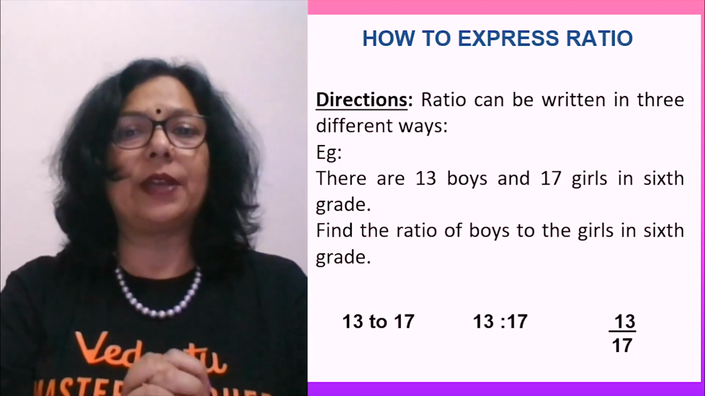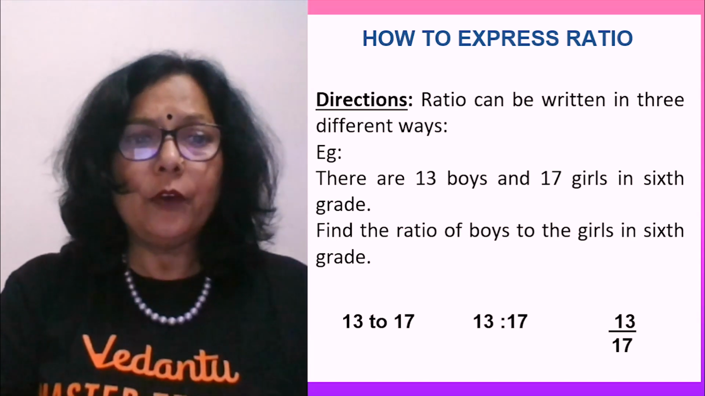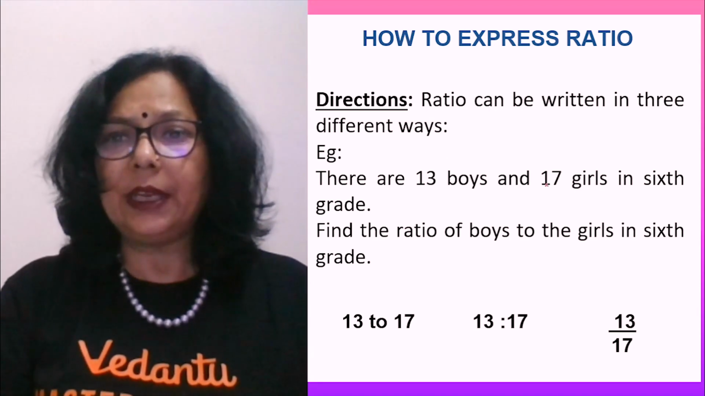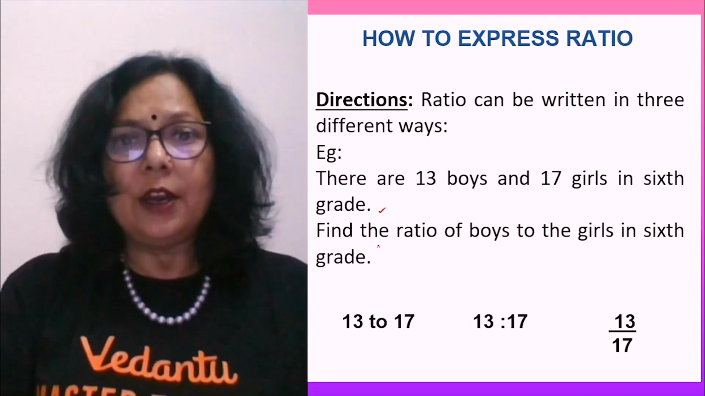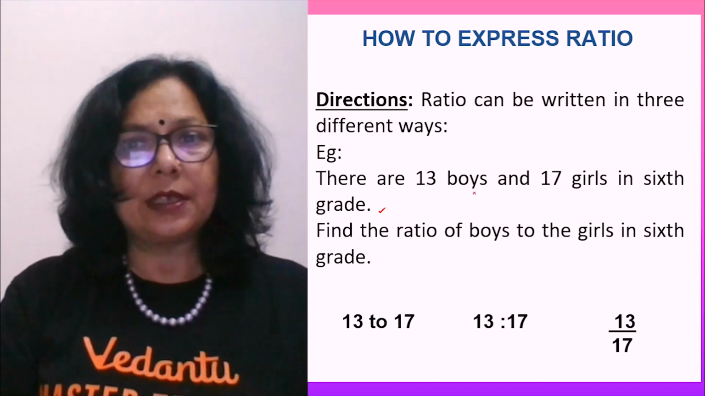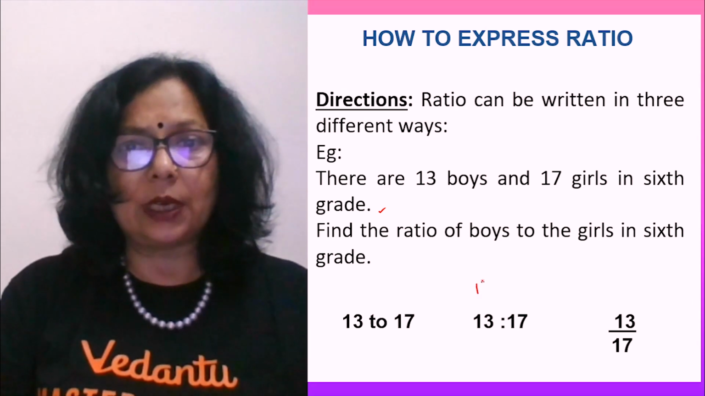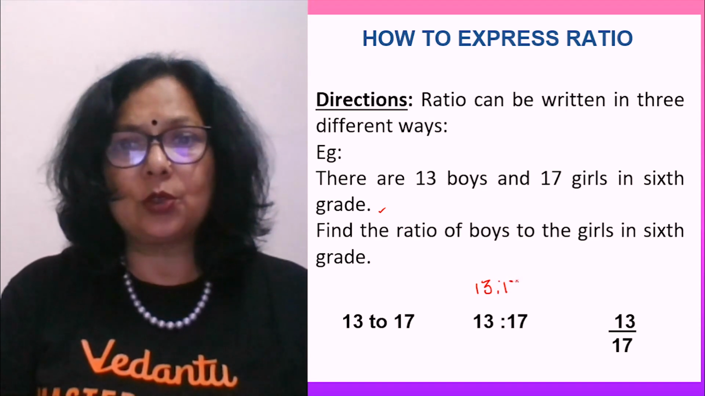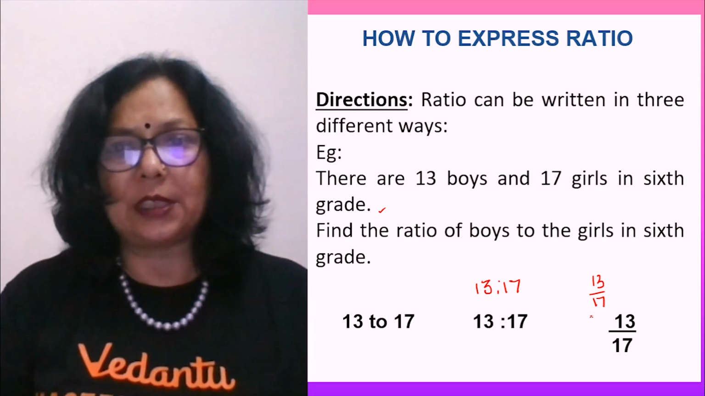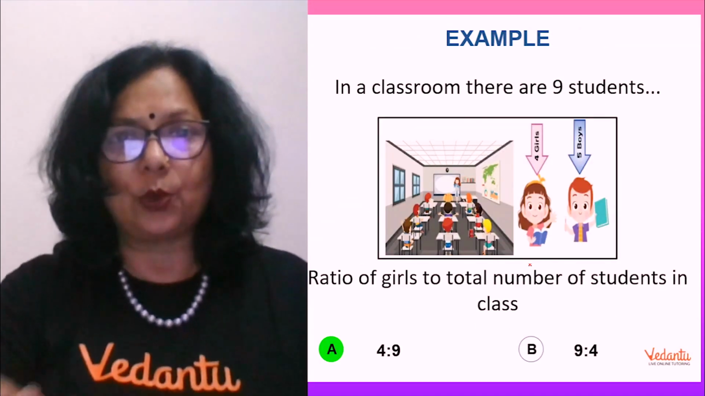Now, how do we express ratio? Ratio can be written in three different ways. For example, there are 13 boys and 17 girls in 6th grade. Find the ratio of boys to the girls. If boys is written first and girls second, then the ratio of boys to the girls is 13 is to 17. It can also be written as a fraction 13 upon 17, but this is called a fraction and this is called the ratio.